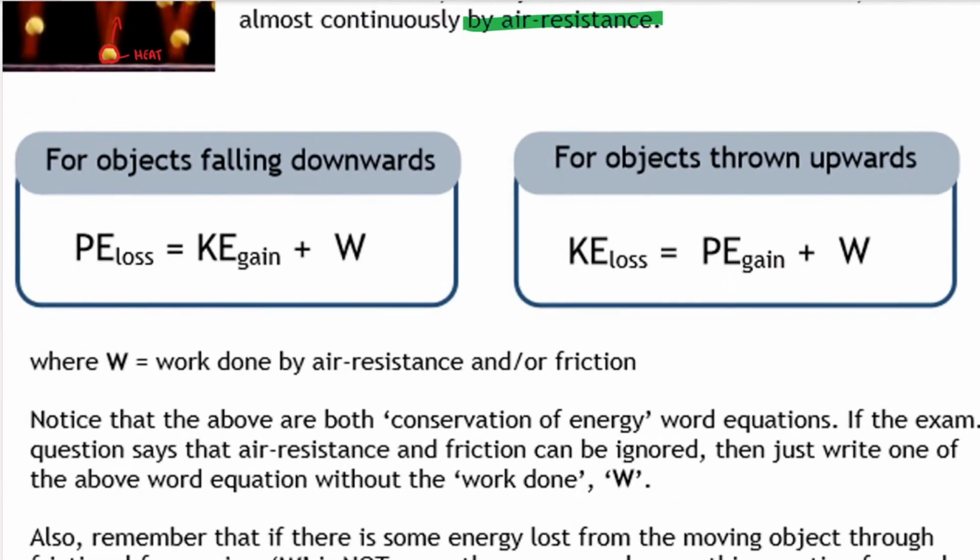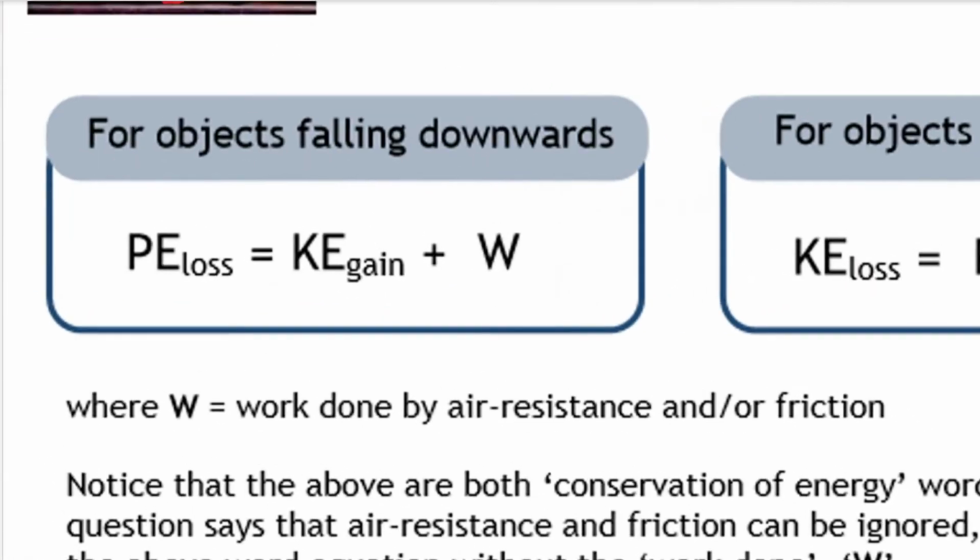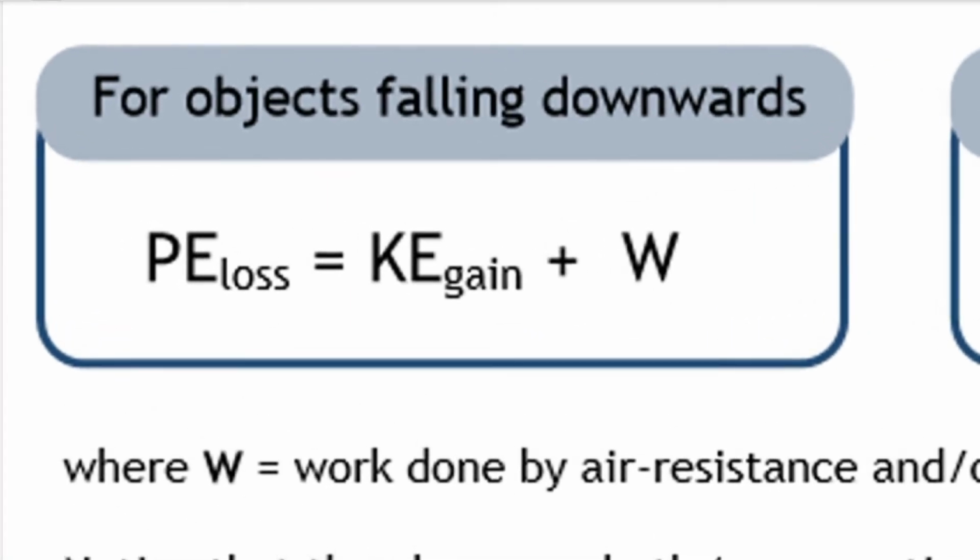Okay. Let's make sense of that. So think of the tennis ball. As it's falling towards the ground, it's losing potential energy and it's gaining kinetic energy because it's moving more quickly. But also, due to the air resistance, there's a bit of work done as well, due to that force of air resistance acting against the ball.